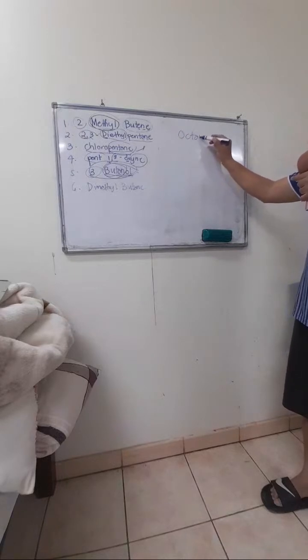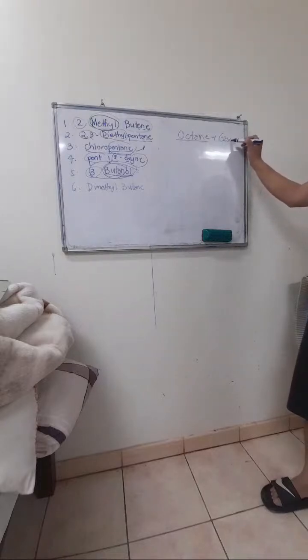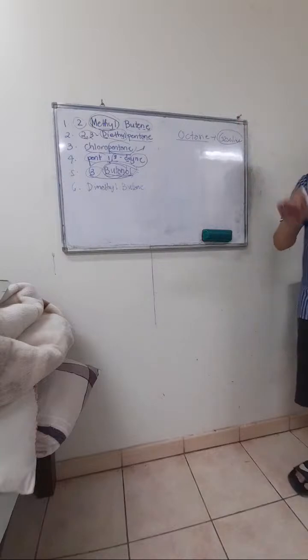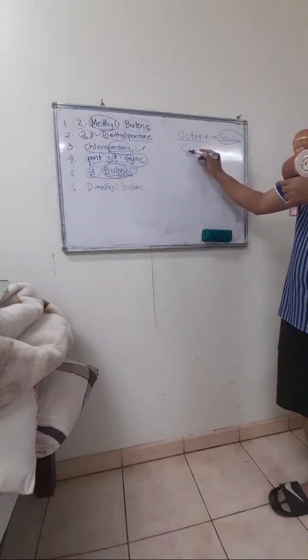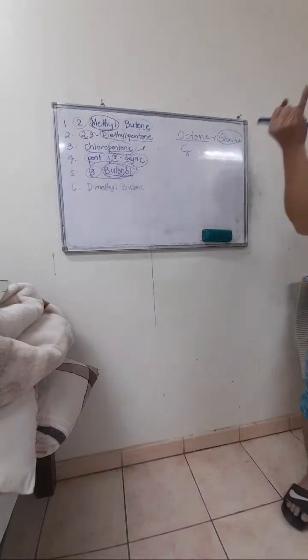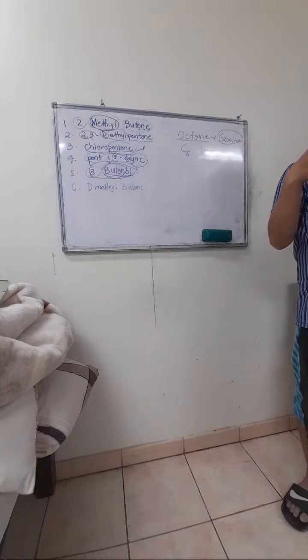Octane, I love it. Octane family, example is gasoline. So gasoline is a member of the octane family in our hydrocarbons. So what is the carbon count in octane? 8. And then in synchronizing, 2, 4, 6, 8, 10, 12, 14, 16.